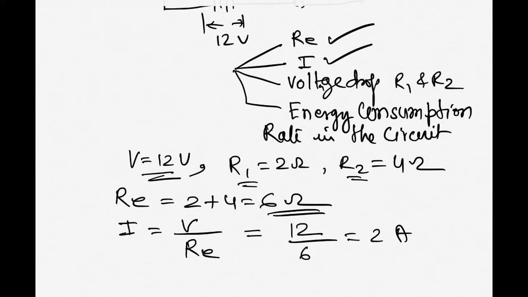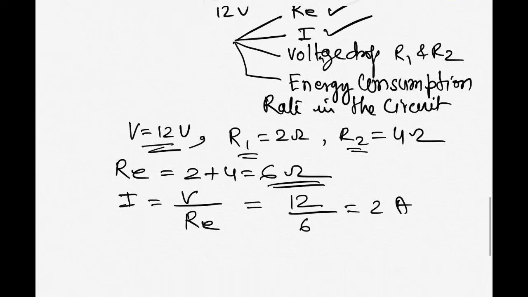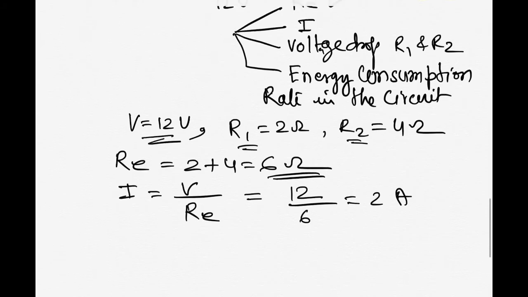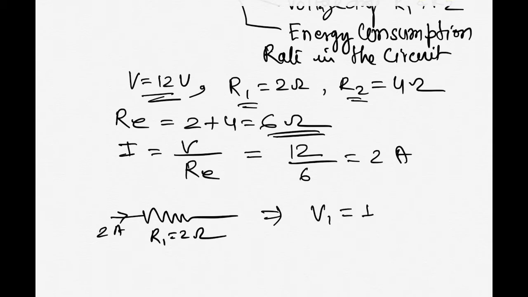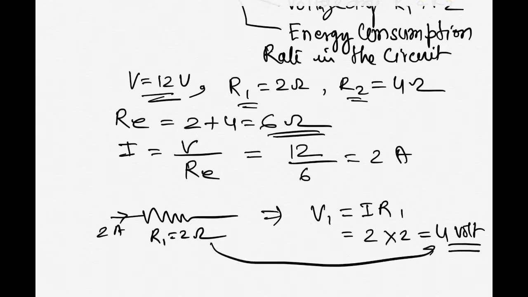Now the voltage drop across the two different resistors, R1 and R2. To find out the voltage drop, let's consider R1, which is 2 ohms, and the current is I, which is 2 ampere. If we apply Ohm's law for this part of the circuit, V1 equals I R1. I is 2 ampere, R1 is 2 ohms, so this becomes 4 volt. So the potential drop across R1 is equal to 4 volt.